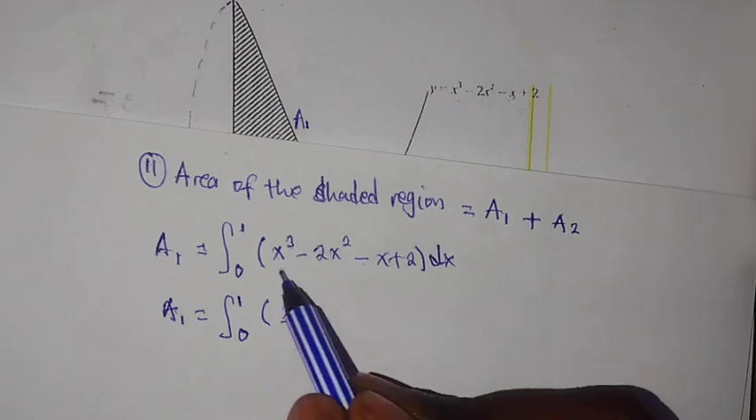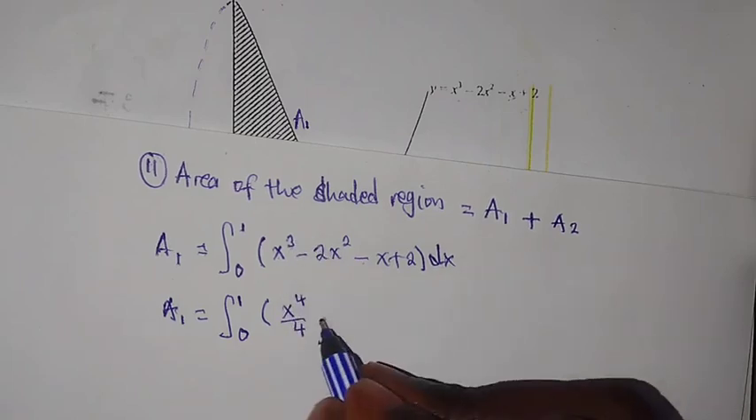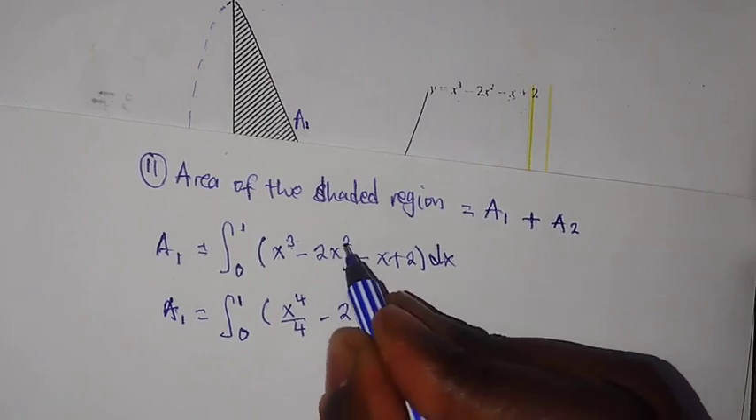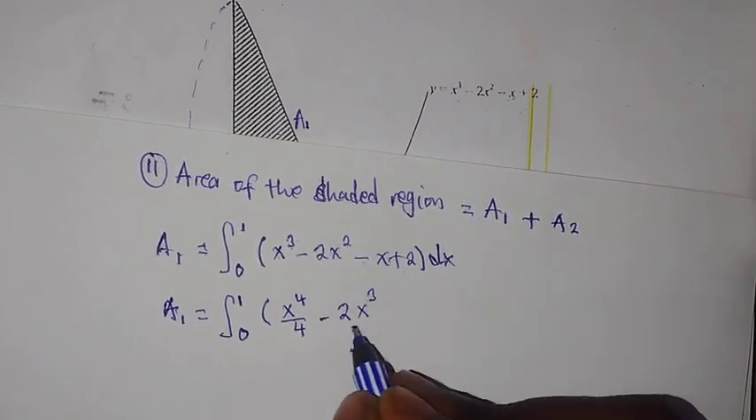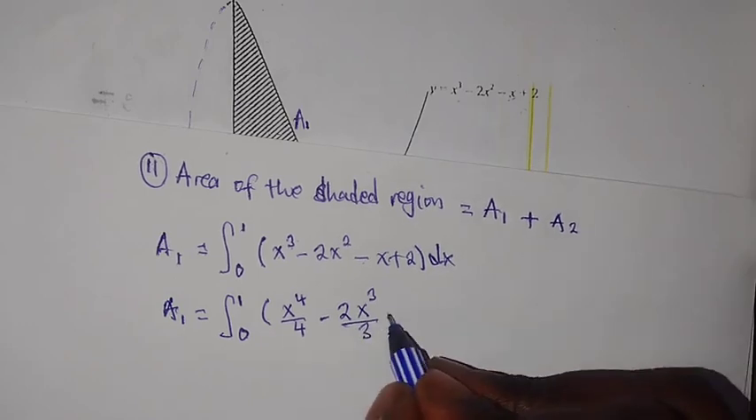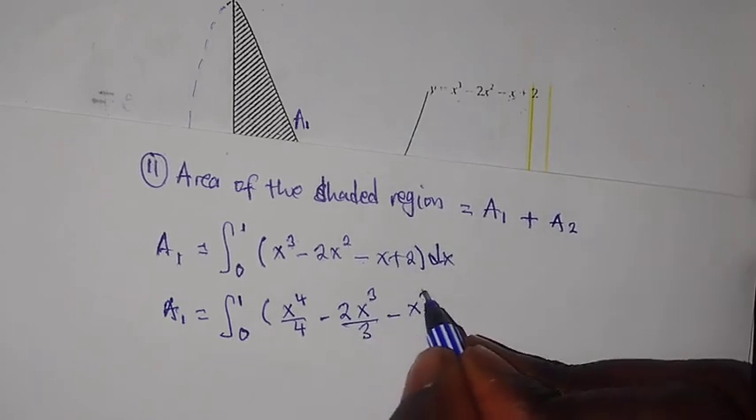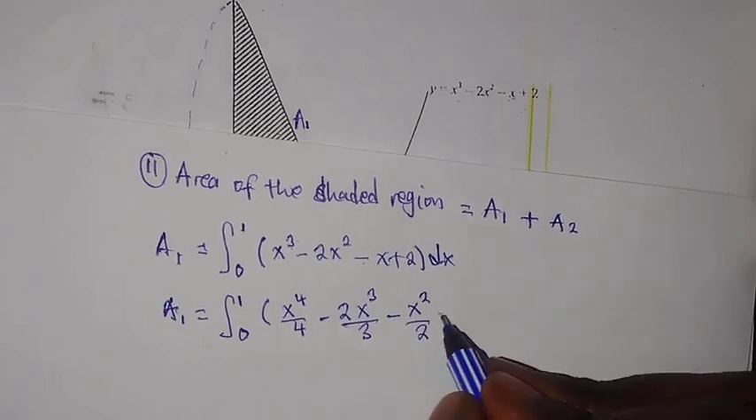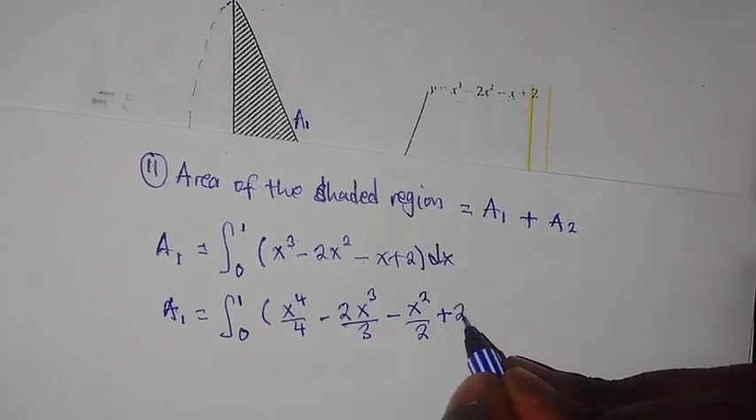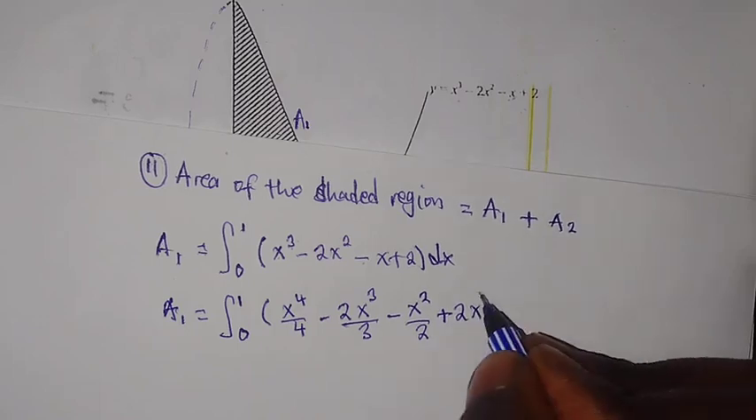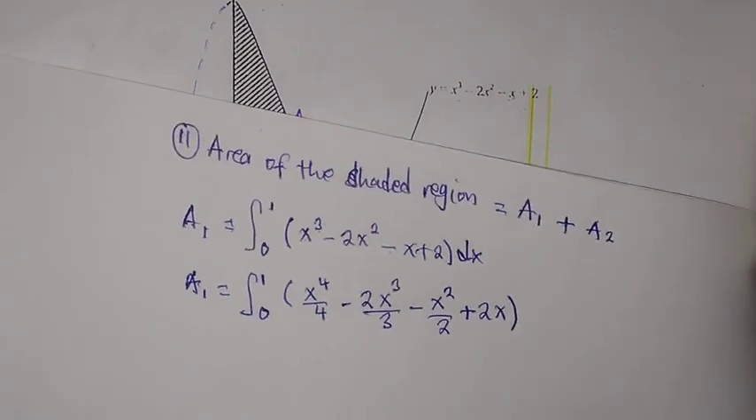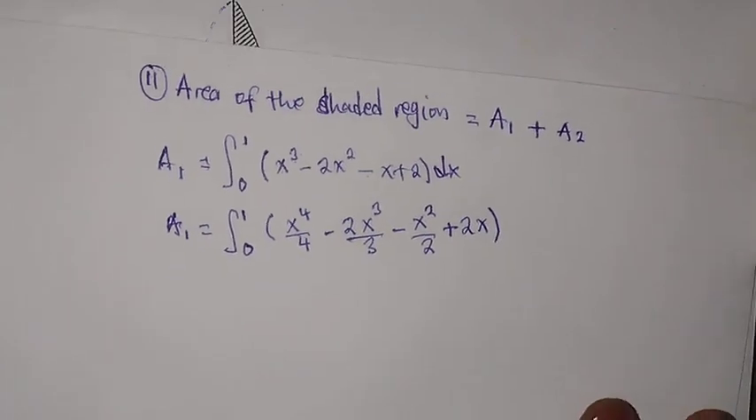So 3 plus 1 over 3 plus 1, which is a 4, minus 2. So this one will be 2 plus 1, which will be 3, again over 3, minus, so this one will be x power 2 over 2. Then plus, this one will be a 2x. So we know these basics. Okay, so from here now, what are we going to do?